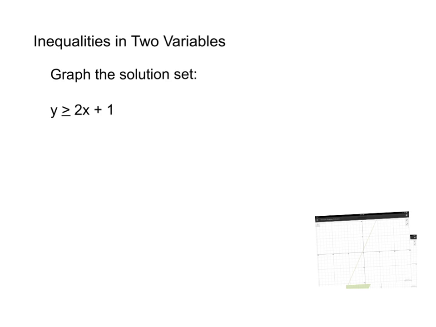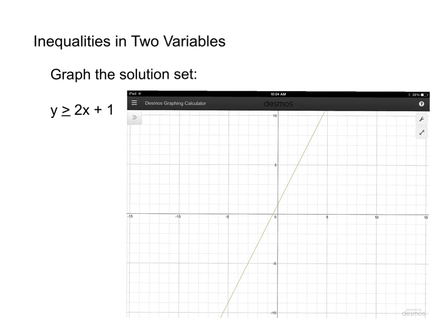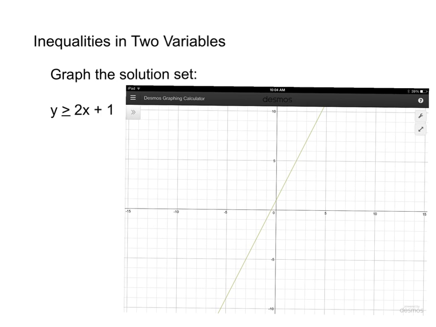So the first thing we're going to do when we have to graph an inequality is graph a boundary line, which is just the related equation. We're going to graph y equals 2x plus 1. And that's what it looks like. You can graph it on your calculator. It has a y-intercept of 1 and a slope of 2. It looks like that line.